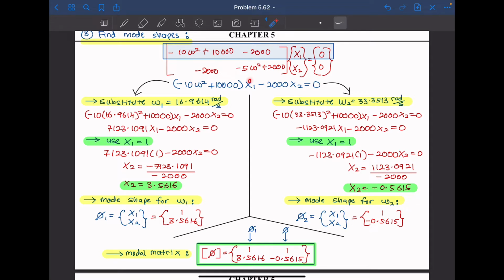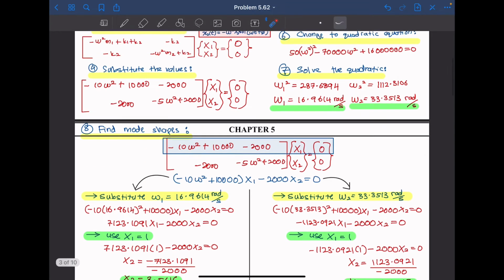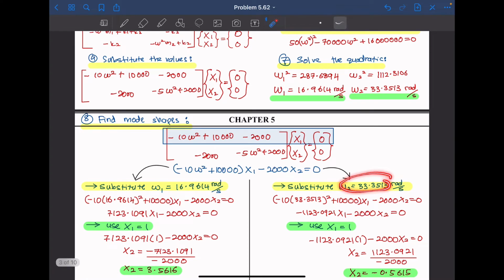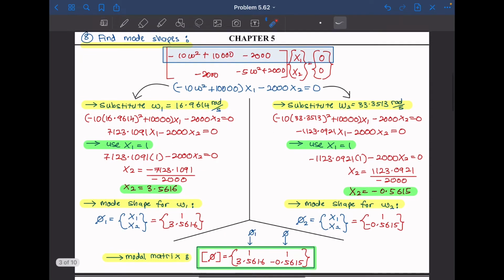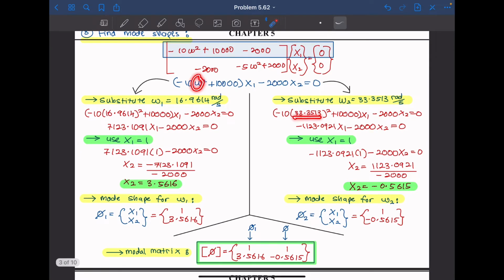For your second mode shape, just use the same equation, but the second mode shape uses the second omega. So use your omega 2 that we got just now, which is 33.5313. Substitute in here, as you can see, then negative 10 omega 2 squared plus 10,000. I solve this and I get negative 1,123.0921 x1. This part over here I didn't touch yet, so just leave it here.